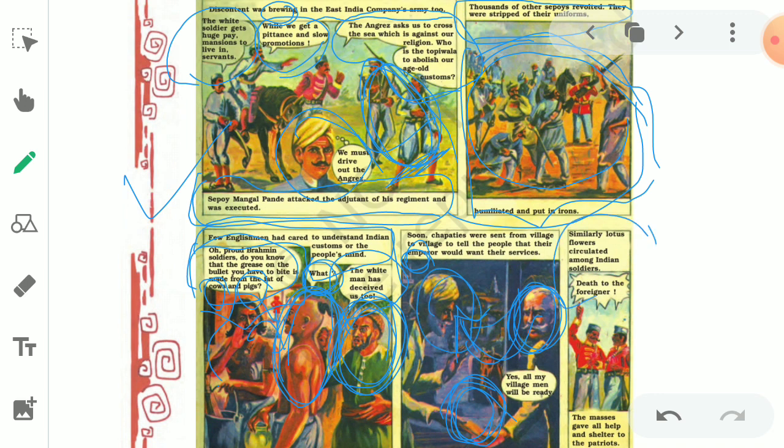Similarly, lotus flowers circulated among Indian soldiers: death to the foreigner. The lotus flower is a kind of message which they wanted to spread among Indian people to give awareness about British rule, and they were circulated among Indian soldiers. The masses gave all help and shelter to the patriots. Patriots, the persons who loved the country.